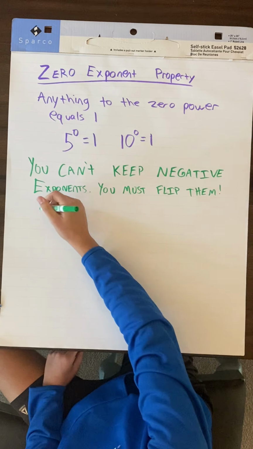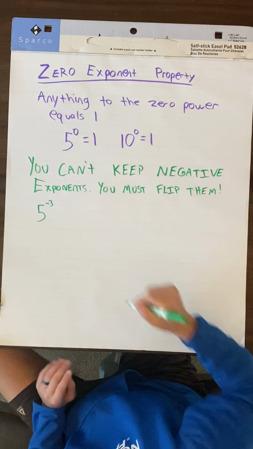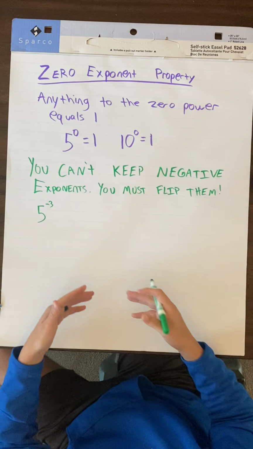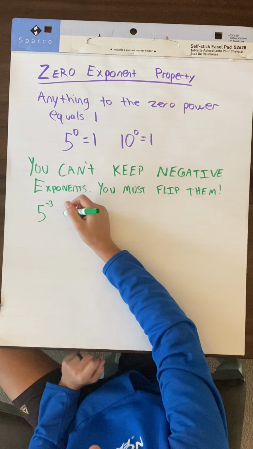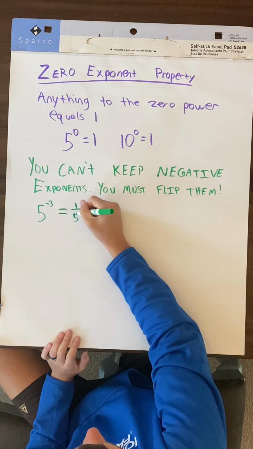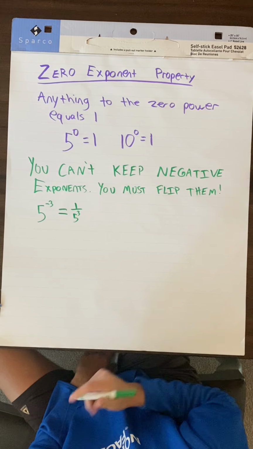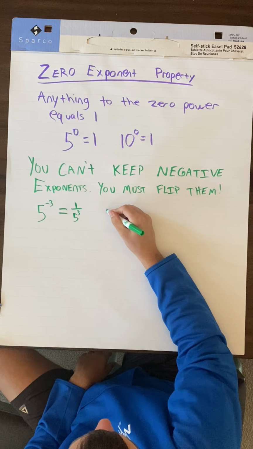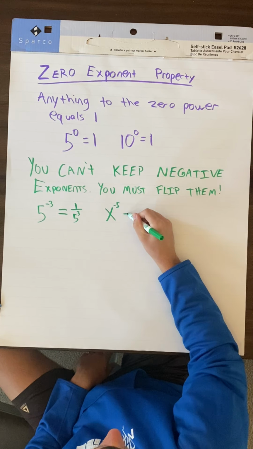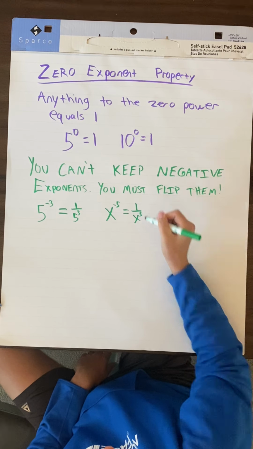An example, 5 to the negative third power. We can't have a negative exponent. To get it positive, we have to flip the fraction. So this equals 1 over 5 to the third power. I'll give you another example. X to the negative fifth power equals 1 over x to the fifth power.